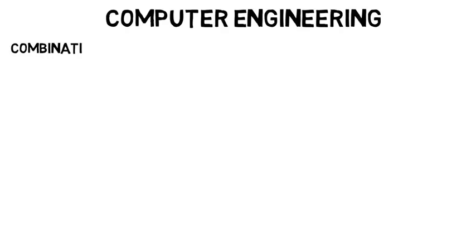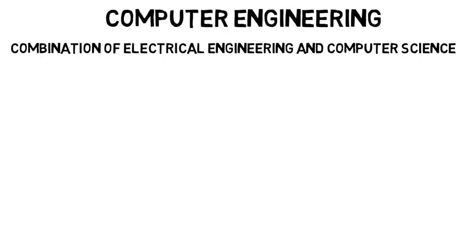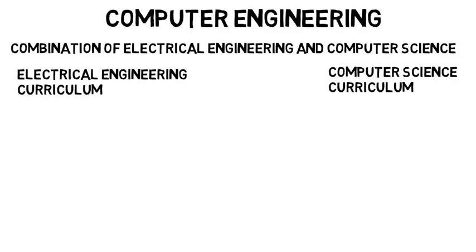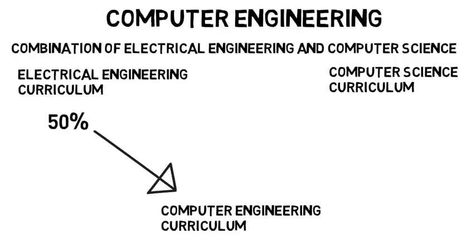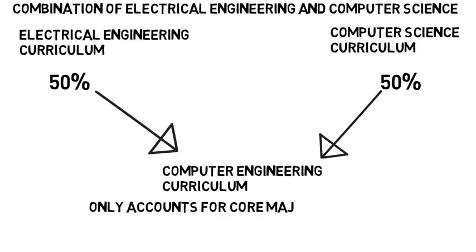Computer engineering is the combination of electrical engineering and computer science. As in, if you have the electrical engineering curriculum and the computer science curriculum, which don't share really any classes, the computer engineering curriculum is literally 50% of the EE classes and 50% of the CSC classes. Now this only accounts for your core major classes.